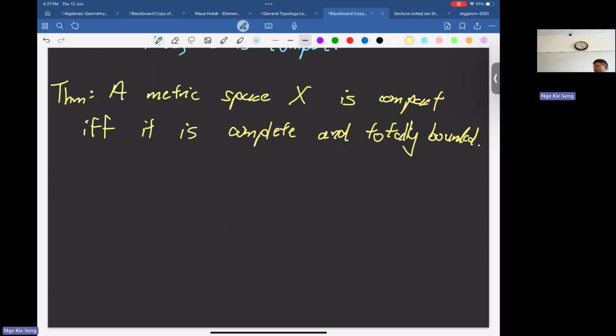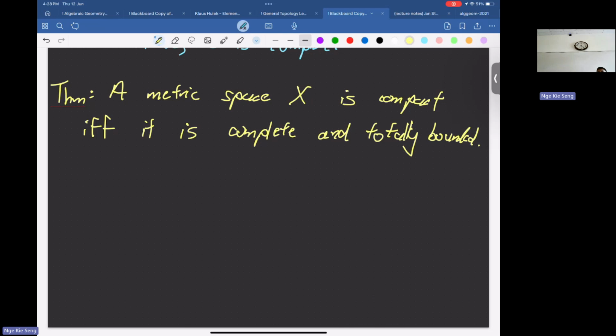Yesterday Joshua asked about how to think about compact. So this is one way to think about compact. Complete: you fill in all the limit points of Cauchy sequences. And then totally bounded, a bit like the open cover definition. So there, one direction is easier. Which direction is easier? Left to right is easier. Compact implies complete and totally bounded.